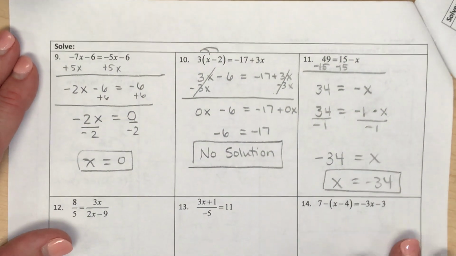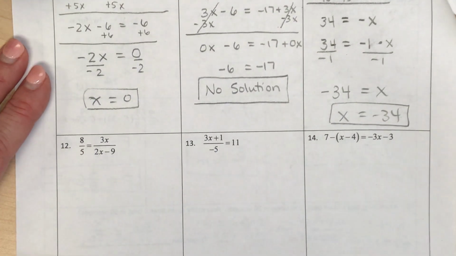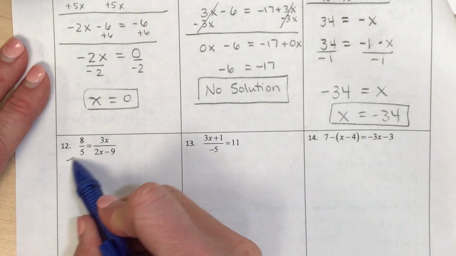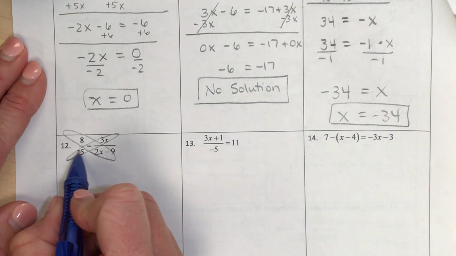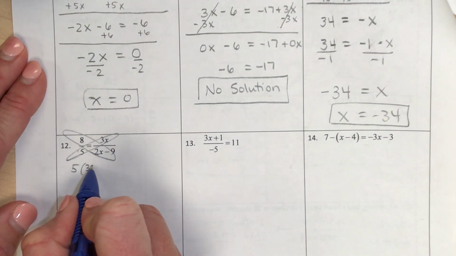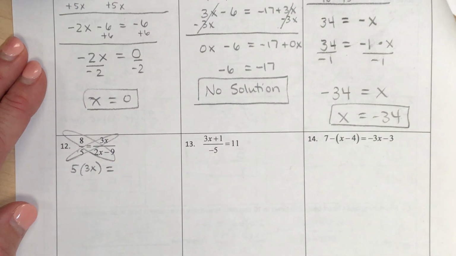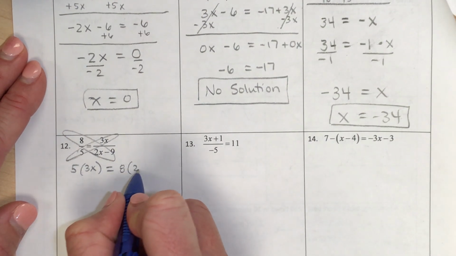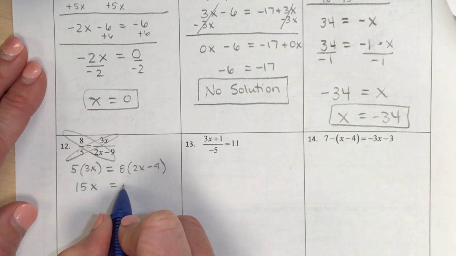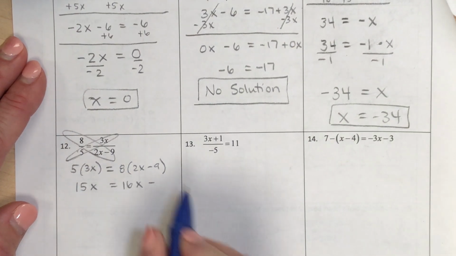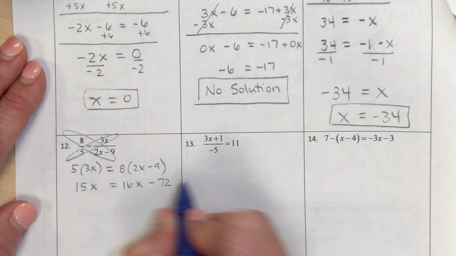Now, it doesn't matter how you write it, on the left or right, but if you want to write x equals, go ahead. Now, for number 12, when you have a fraction equal to a fraction, what you need to do is cross multiply. So you're going to multiply your diagonals together. So 5 times 3x, and set that equal to the other diagonal, 8 times 2x minus 9. So here you're going to get 15x will equal 16x minus 72.